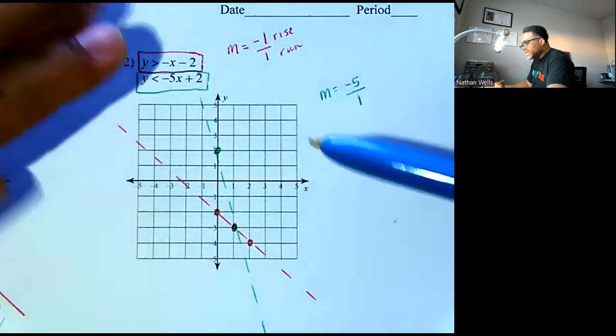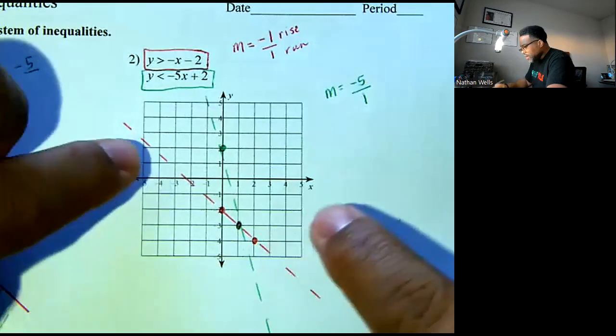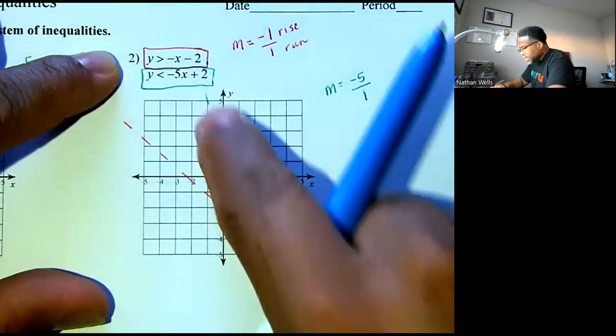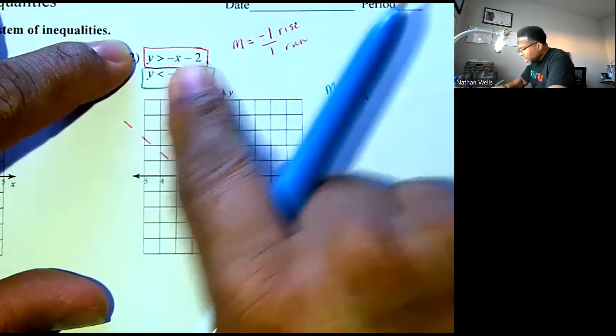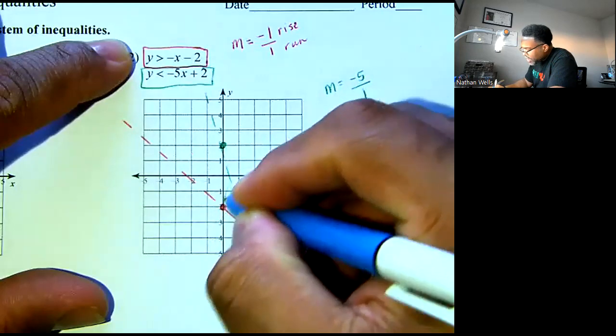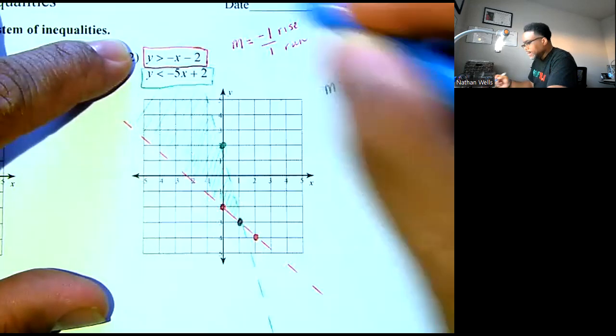So what area satisfies both? If for the red it was everything above, but for the green it's everything behind or to the left, what satisfies both areas is this area in the middle. So this is where we shade.